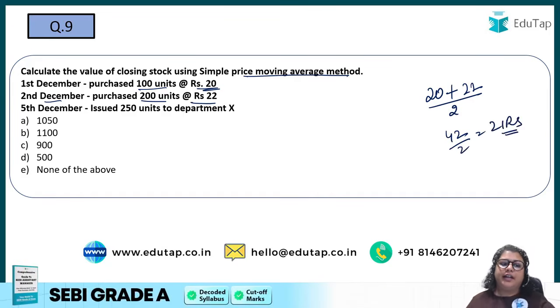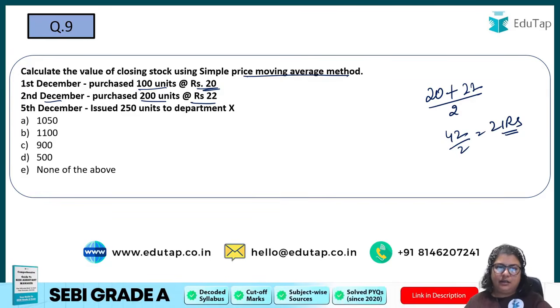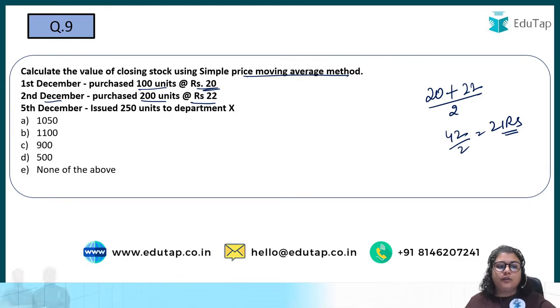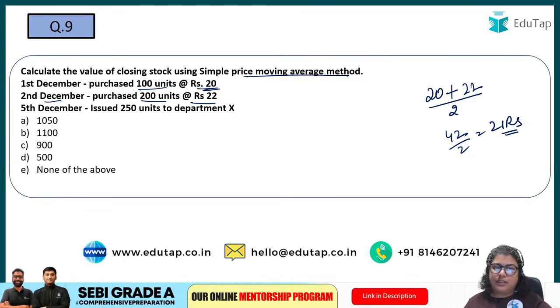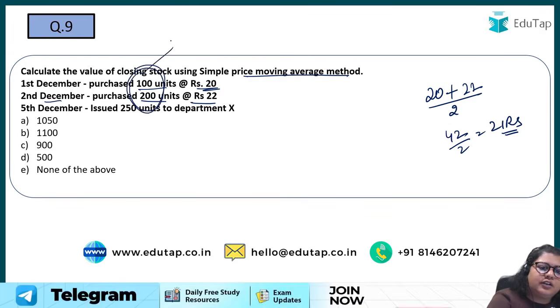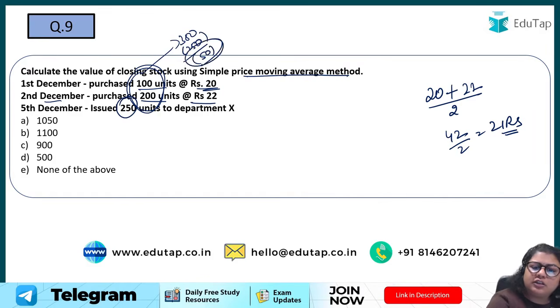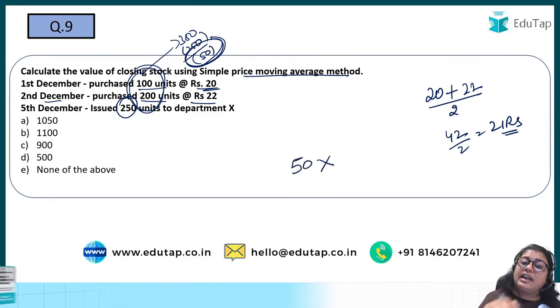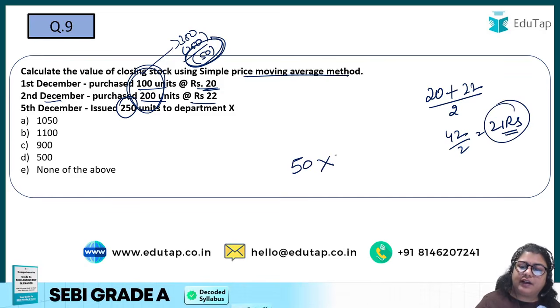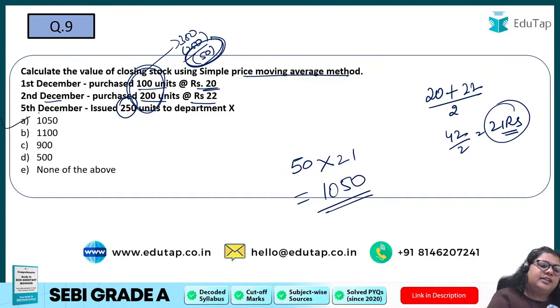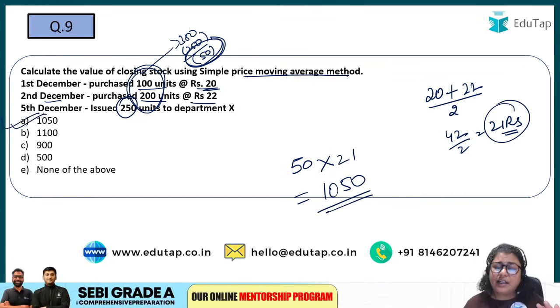Now on 5th December, I issued 250 units to department X. I have to find out the value of closing stock. So first of all, I have to issue 250 units. The total number of units is how much? 300. Out of that, I have issued 250. So what is the closing stock? 50 units. That is the closing stock. So I have to value these 50 units. So 50 units into the average price. What is the average price? 21. 50 into 21, that is 1050. So option A is the correct option. I hope this is very much clear.